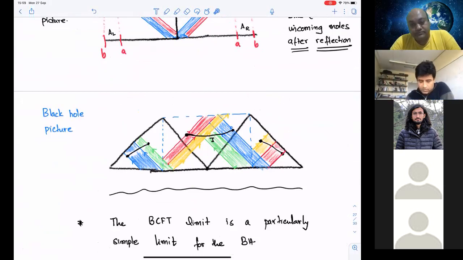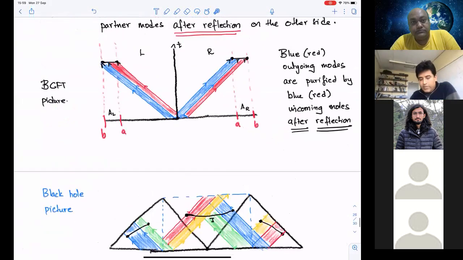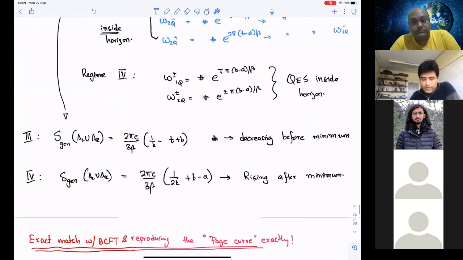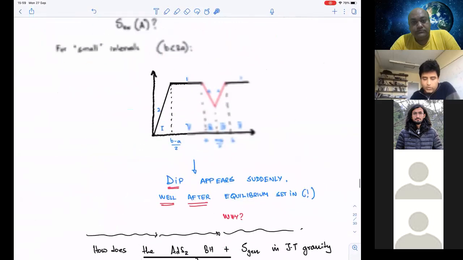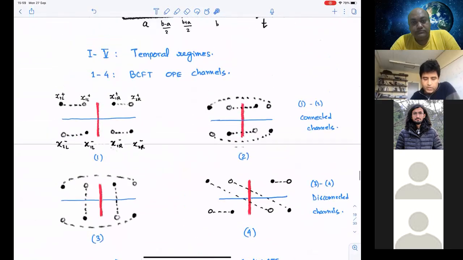So the transition at the Page time is instantaneous, or is the transition a little bit flat? There is always a crossover. So if you look at the CFT calculation, you will always see that there is a crossover.